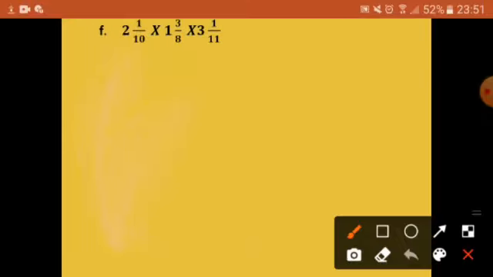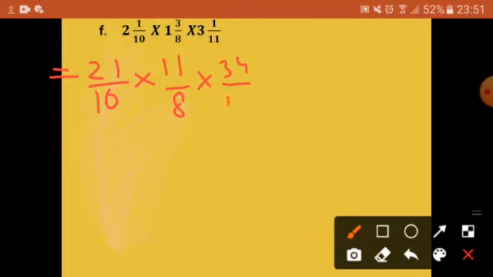We can move to the next. Here is another part on the screen: 2 whole 1 upon 10 times 1 whole 3 upon 8 times 3 whole 1 upon 11. 3 mixed numbers are here. So as usual, the first step, convert all the mixed numbers into improper fractions. Now I hope that you understand the concept of conversion, so you can use that concept and convert all of these.